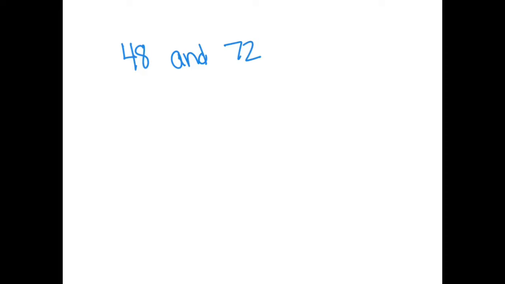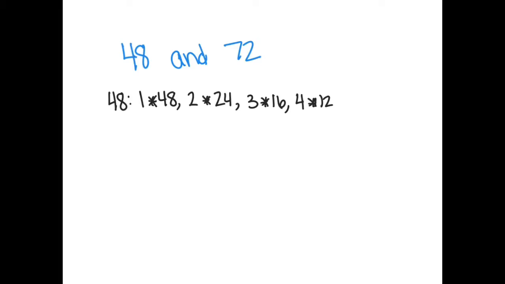So to do this without using a factor tree, we list what multiplies into each number. I recommend going in order starting with 1 so you don't skip any of your factors, and list them in pairs. So I know 1 times 48 equals 48, and 2 times 24 is 48. 3 times 16 is 48. 4 times 12 is 48. 5 does not go into 48, but 6 times 8 is 48.